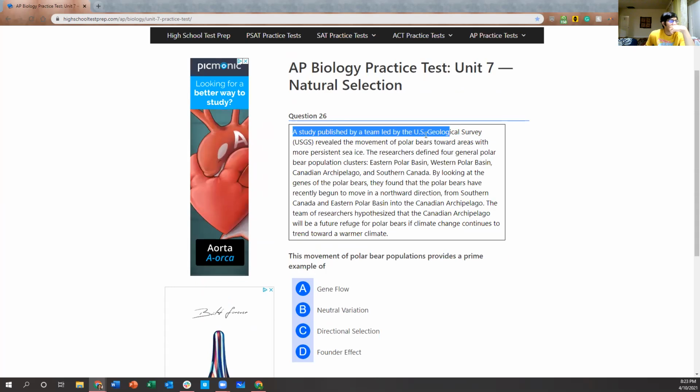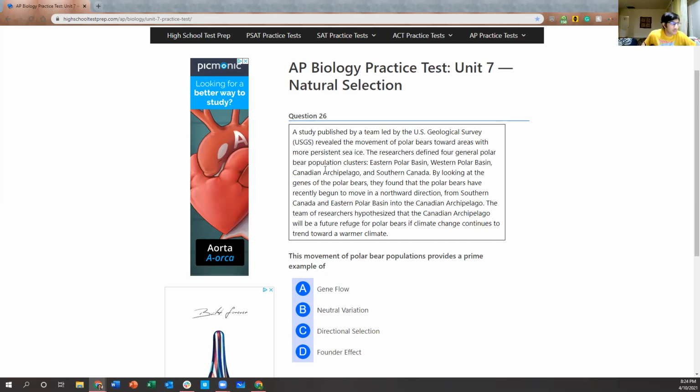Study published by the team led by USGS revealed the movement of polar bears towards areas with more persistent sea ice. Okay, so sea is rising, polar bears are moving towards more persistent sea ice. Completely wrong. Where there's more ice, polar bears move towards that because they don't want more water. They'd rather live on land.